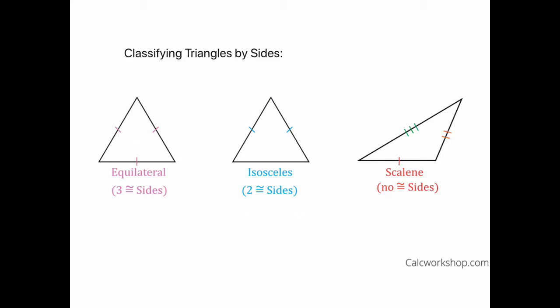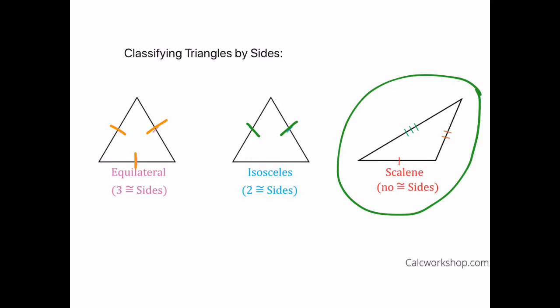To classify a triangle by its sides, you can have all three sides the same, like this one here, and that's known as an equilateral triangle. If you have triangles where two of the sides are the same, it's known as an isosceles triangle. And if you have one like this one over here on the right, where none of the sides are the same, that kind of triangle is known as scalene. So you can have equilateral, all the same, isosceles, two the same, or none of them being the same, known as scalene.